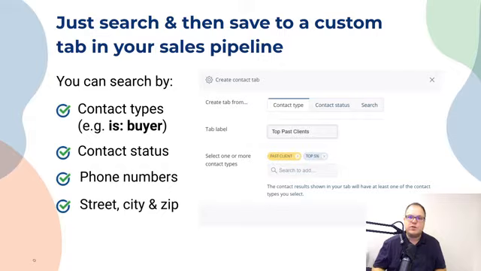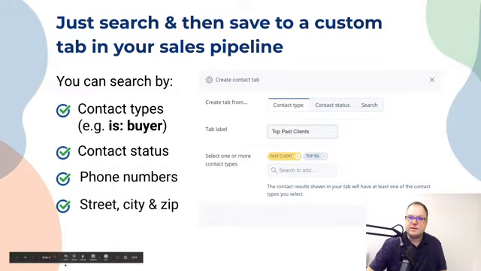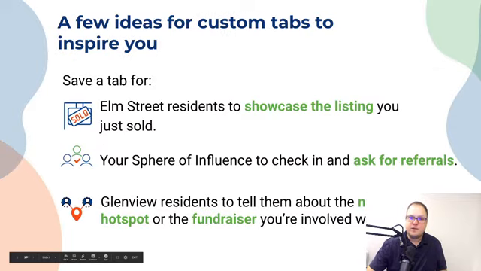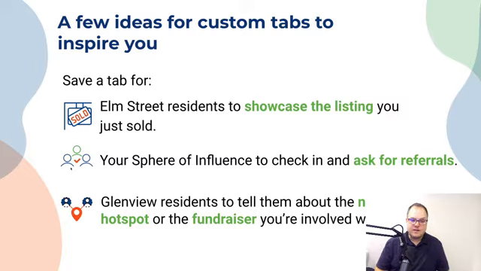Essentially, you can create and customize the pipeline in Top Producer to the way that you work for your local market, which is going to help you surface the most important contacts in what I call a smart list. The way it works in your dashboard is that you'll be able to delete the tabs that we give you and add your own. Again, for example, maybe you want a tab called Elm Street to showcase the listing you just sold. Maybe you want a tab for your sphere of influence so you can ask for referrals. Maybe you want a city one.